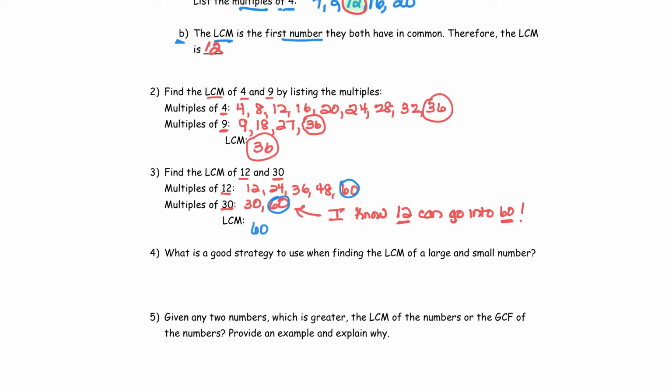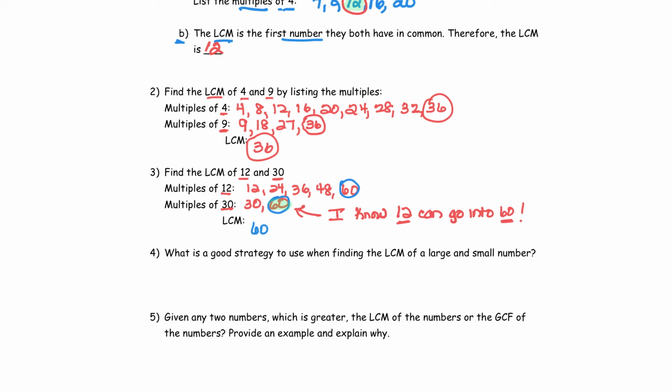And let's take a look. When I'm looking for multiples of 30, so watch, I go with the bigger number here. Multiples of 30 would be 30, then 60. As I'm doing that, I say to myself, hey, does the other number, the 12, go into the numbers that I'm listing for the larger number? So in other words, does 12 go into 30? Nope. Does 12 go into 60? Yes, it does. That's how I can shorten my list.